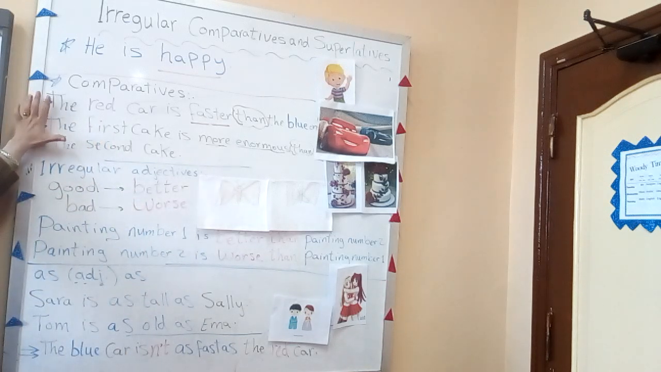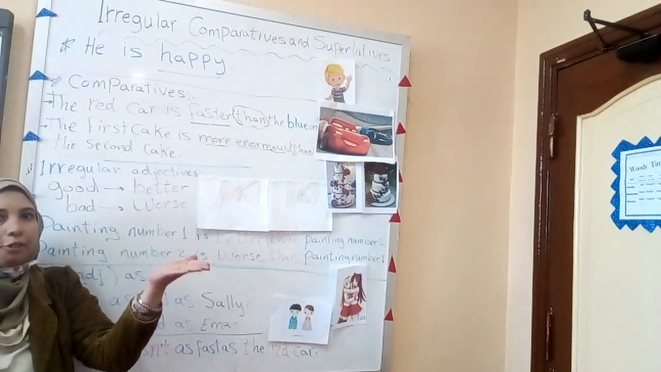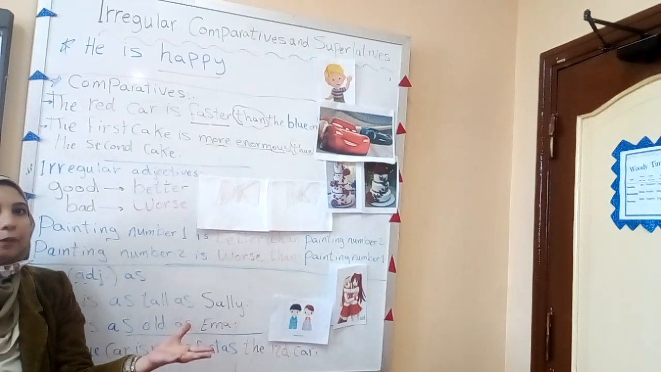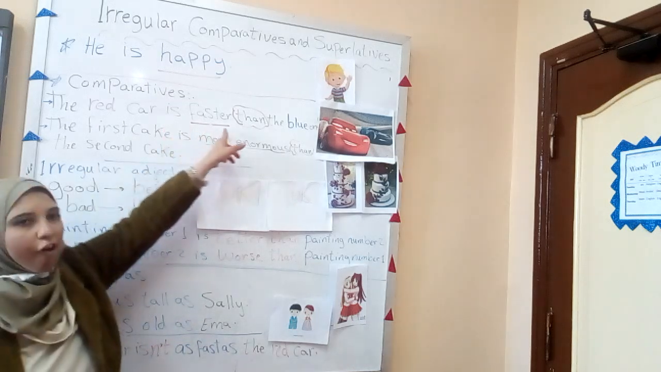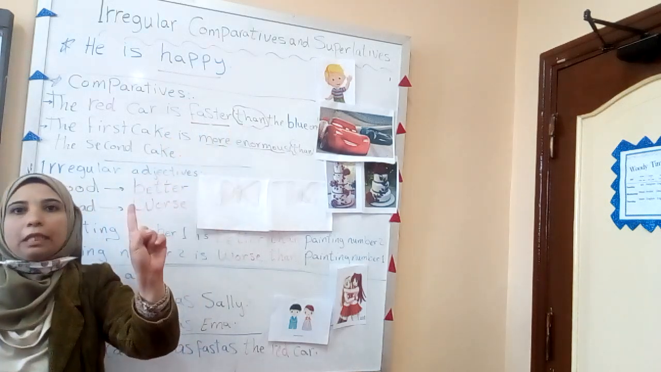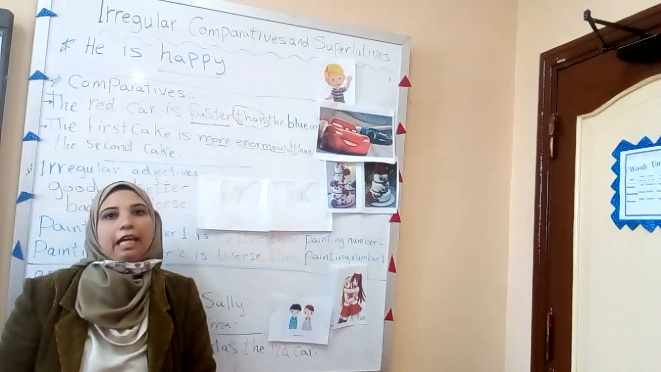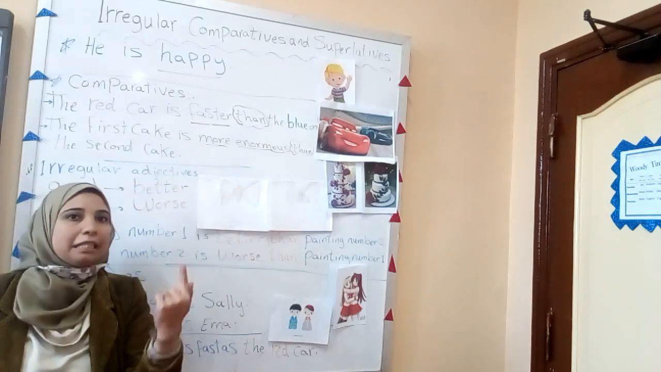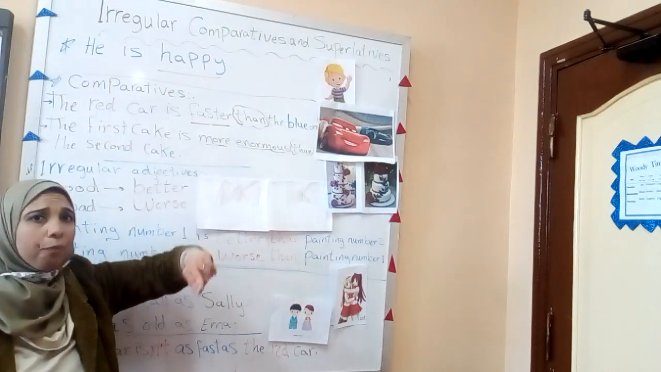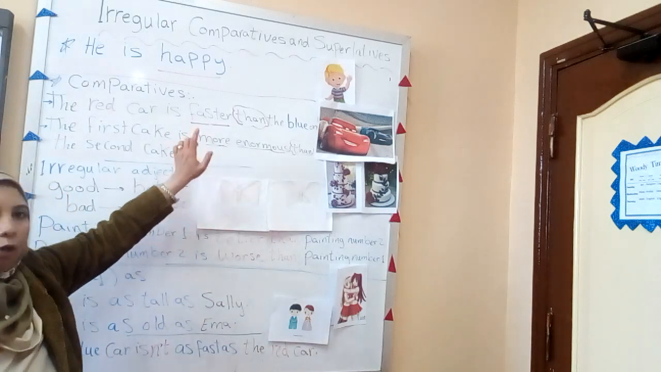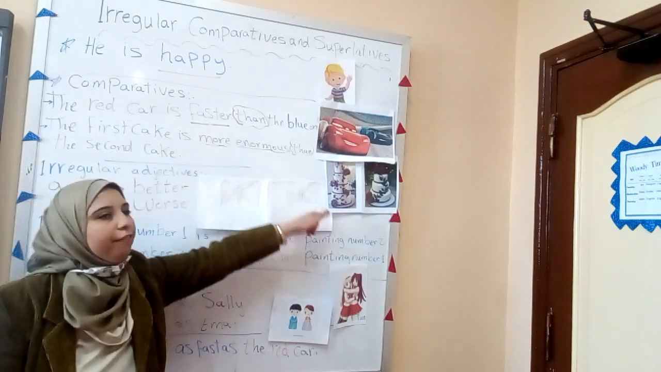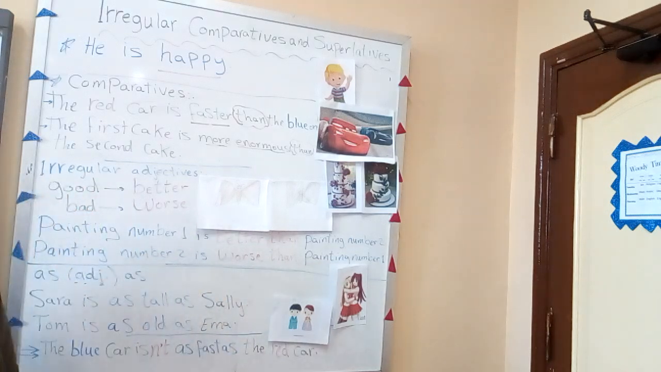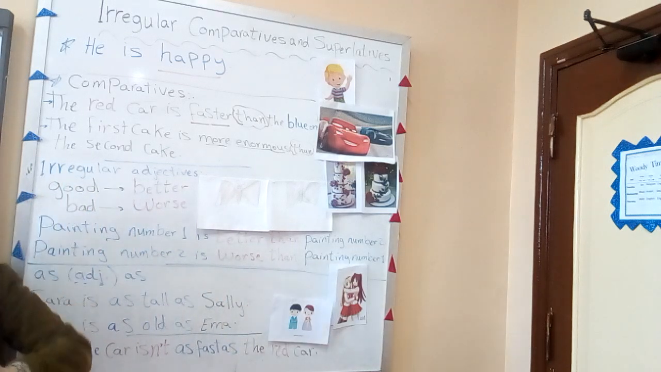So for comparative adjectives, we are comparing between 2 things, 2 people, 2 animals. Remember to add ER if the adjective has only one syllable, and then than after the comparative. And if the adjective has more than one syllable, 2 or more syllables, we just add the adverb more and then the adjective. We have here irregular adjectives. Adjectives that they don't follow this rule.